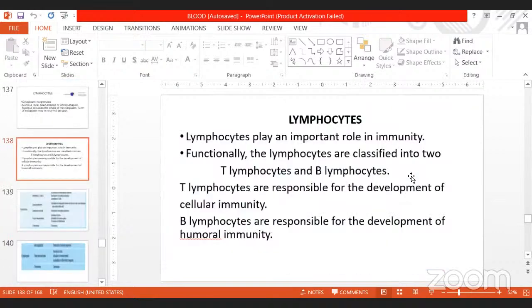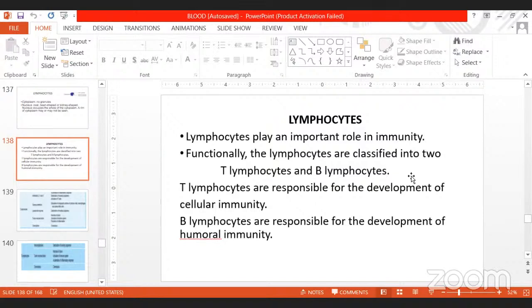We can say that according to the structure, lymphocytes are divided into small and large. Small lymphocytes have an ink spot nucleus, meaning the whole of the cytoplasm is covered by the nucleus. In large lymphocytes, a small quantity of cytoplasm can be visible, but still the nucleus almost occupies the whole of the cell.